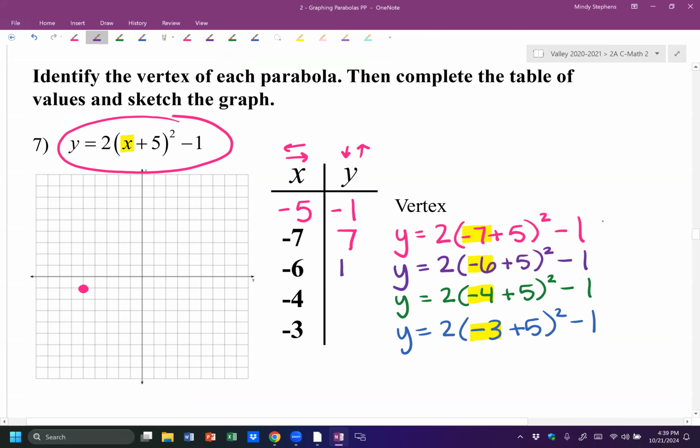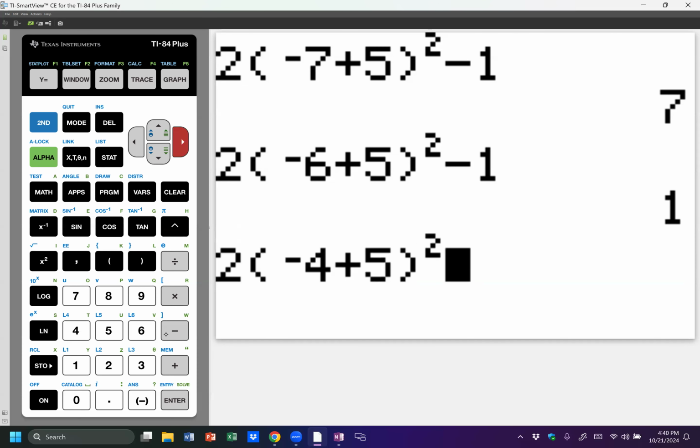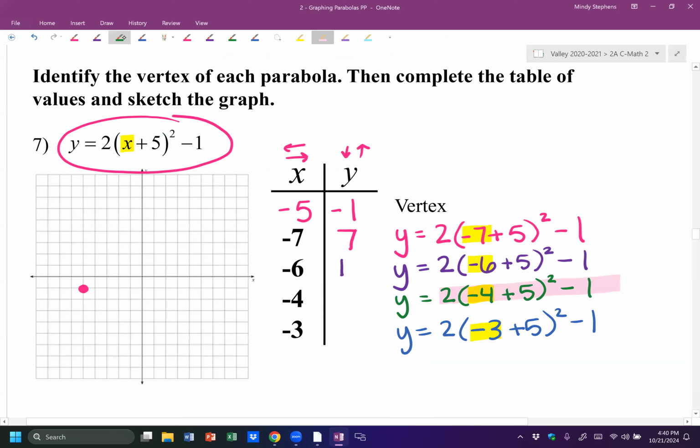Now I'm going to go to the next piece. I'm going to do this one. I'm going to type this one in my calculator. So I have 2 times (-4 plus 5) squared minus 1. Hit enter. So that's another 1. So I'm going to go back to my paper. I'm going to write a 1.